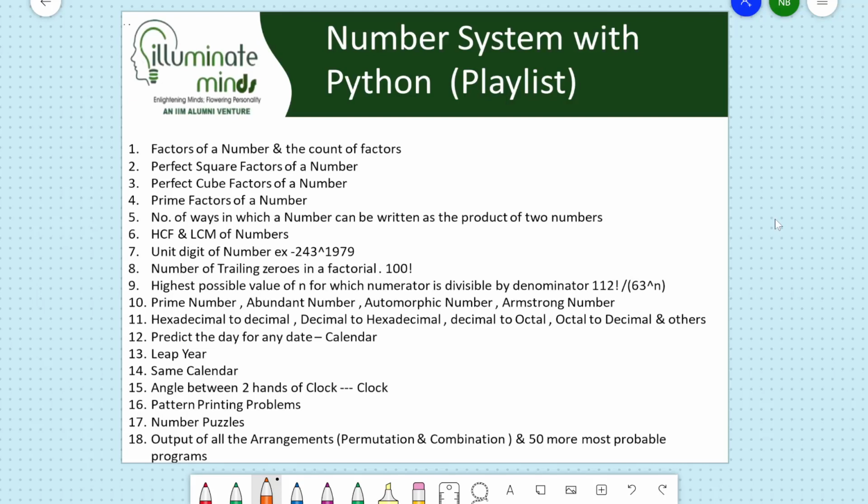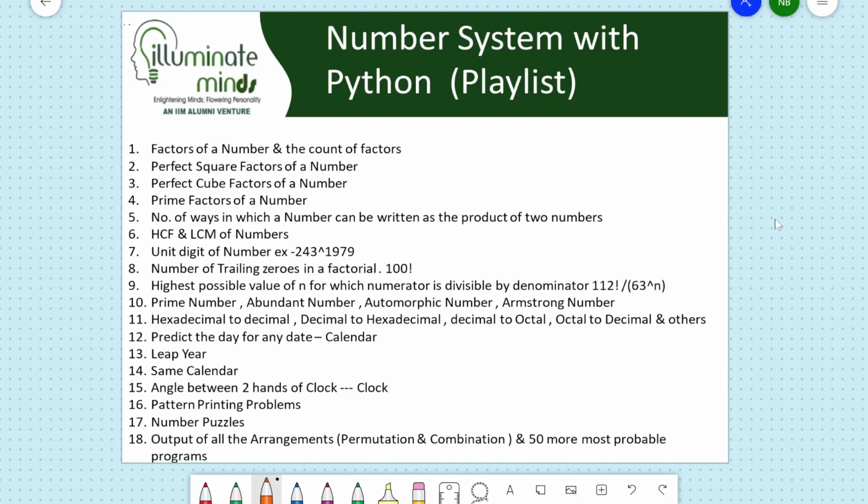Today we are going to start a new playlist. This playlist is all about writing coding problems in Python language, and these problems are based on number system. We are going to do 70 odd problems in this category. You can see the list, so we'll add the list also. I've written only 18 problems at this point of time, but we'll keep on increasing it.